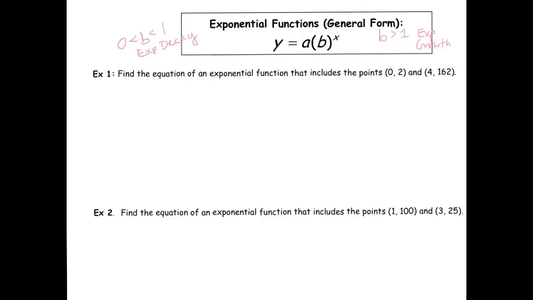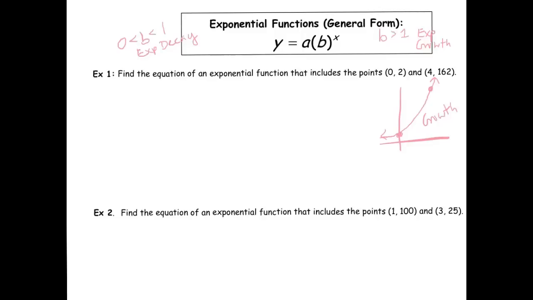So I have 2 points here, and I have 0, 2, and 4, 162, and I want to make an exponential function that goes to those points. So in other words, if I were to make a quick graph of those points, there's 0, 2, and there's 4, 162, I want a graph that looks like this. So that's definitely going to be growth, right? So my answer for b better be greater than 1.